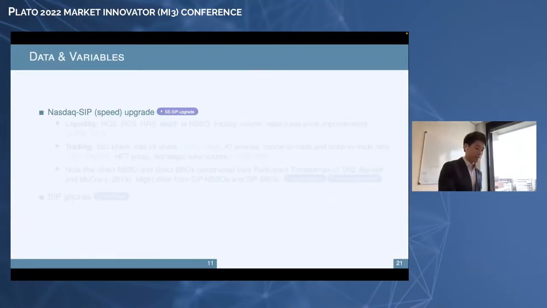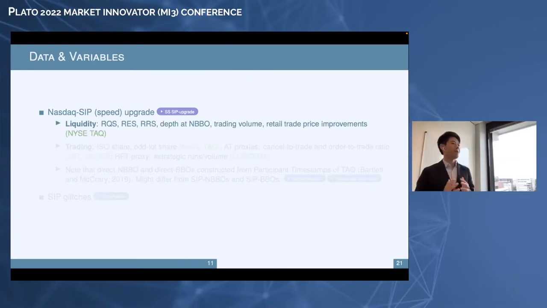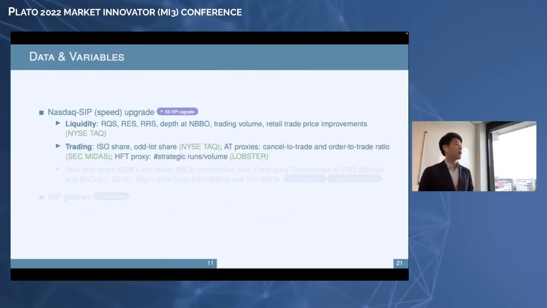So to look at the impact of the SIP, I have a bunch of Y variables. I look at liquidity measures, which are very commonly used in the literature: the spreads, the depth, and the trading volume. Those are from the LICE tech. And I also look at trading activity. I look at the share of intermarket sweep orders, and also the off-exchange share.